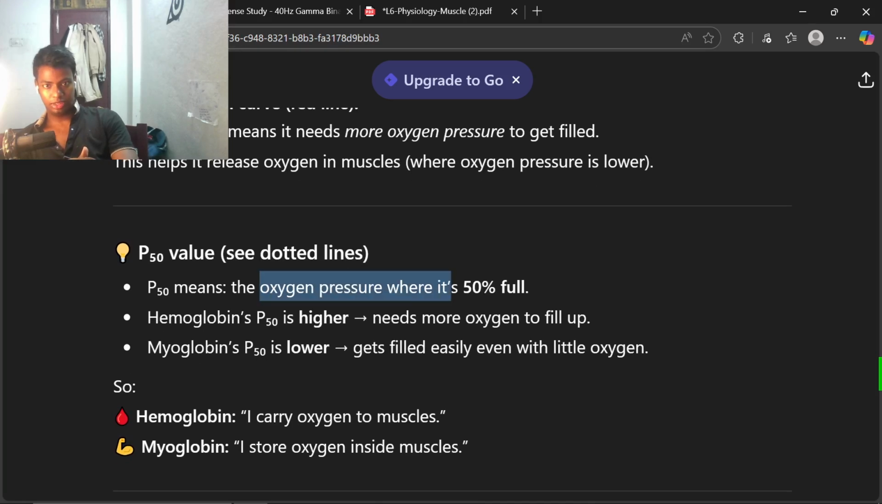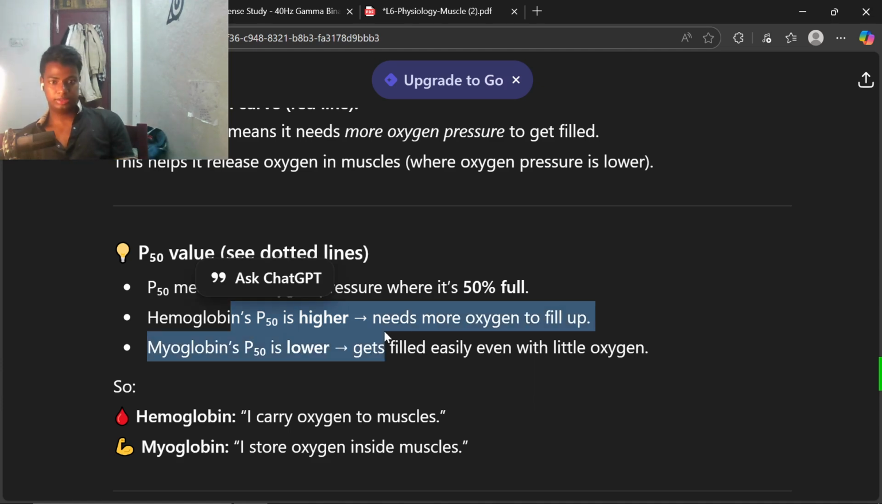The oxygen pressure is at 100% full hemoglobin. If the P50 is higher, it needs more oxygen to fill up hemoglobin. If the P50 is lower, it needs less. It is the oxygen pressure at 50% saturation. Okay.